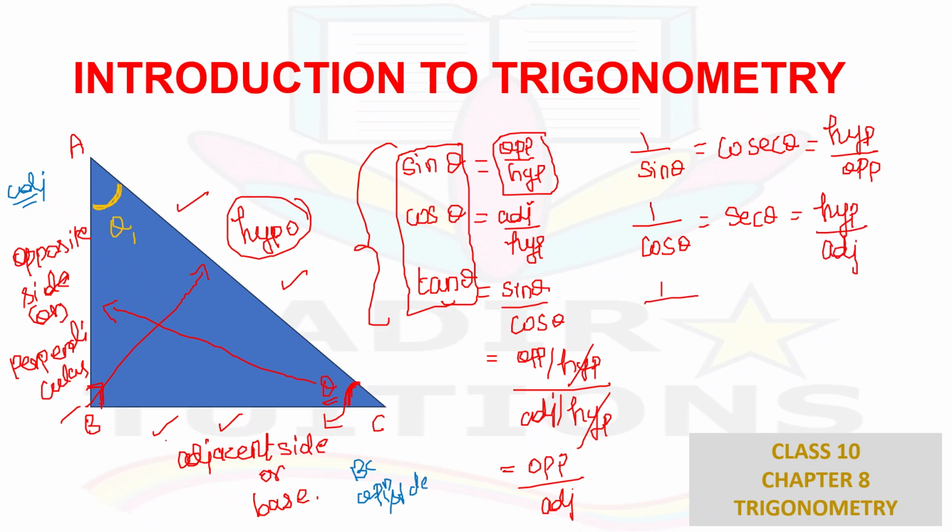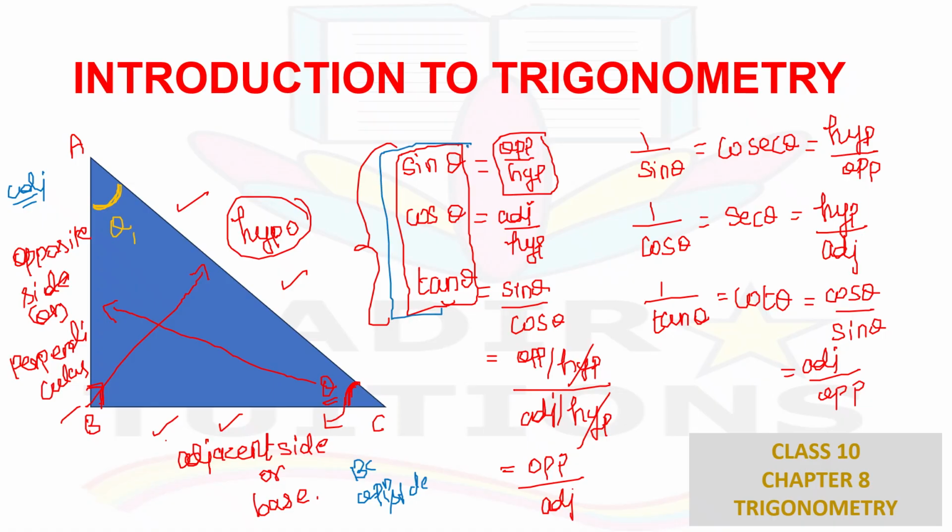And the reciprocal of tan theta is going to be cot theta, that is defined as cos theta by sin theta, or we can write it as adjacent by opposite. So these are the basic information regarding the ratios. So totally how many ratios do we have? Here 3 basic ratios, and over here 3 reciprocal ratios. So totally 6 ratios we have.